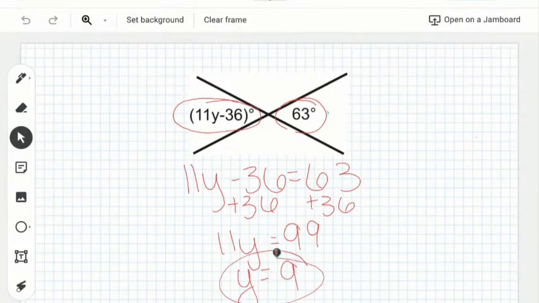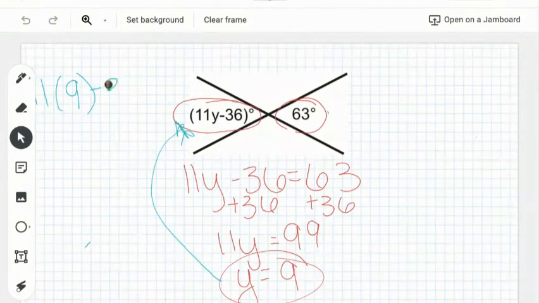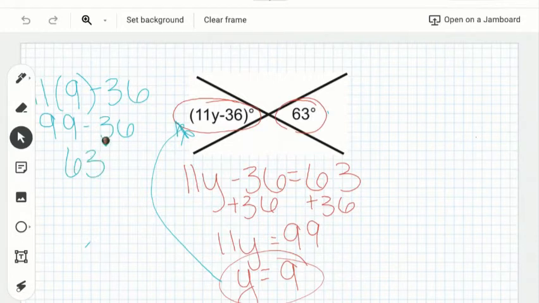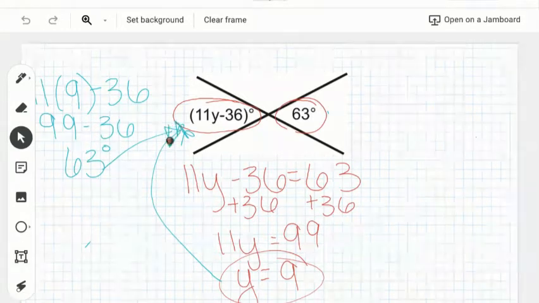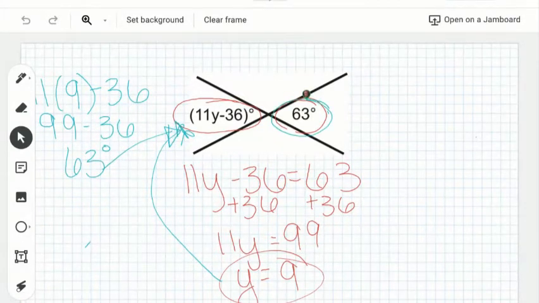Now here we know that y equals 9, and perhaps that's the end, and that's all that we're going to do. But if we wanted to double check to see if these were equivalent, we could take that 9 and plug it back in. And here you can see that we got 63 degrees, which makes sense because we know that vertical angles are equivalent.